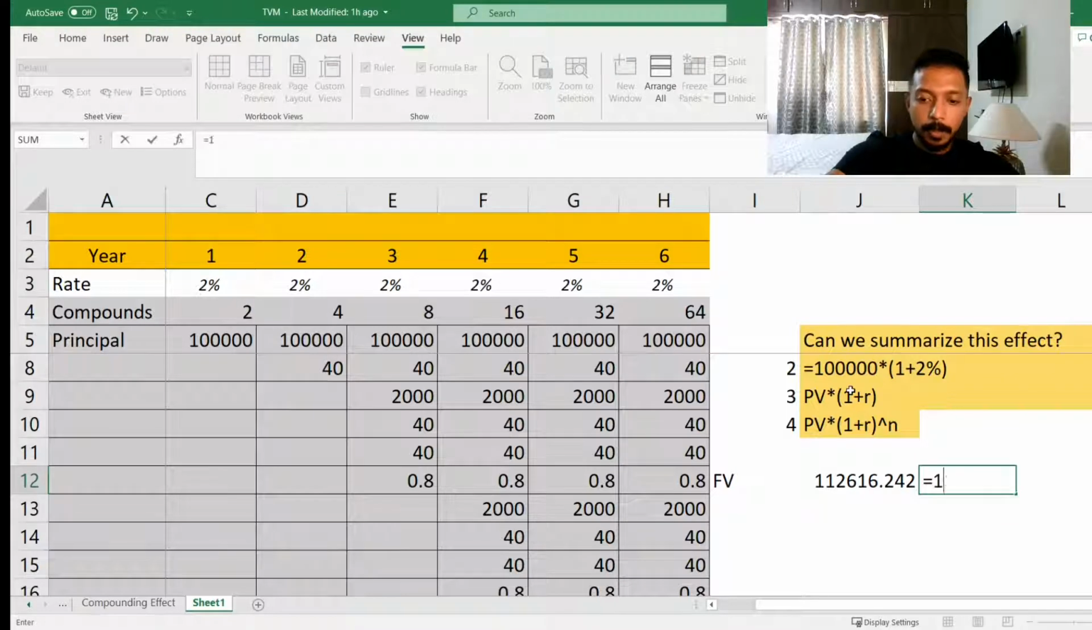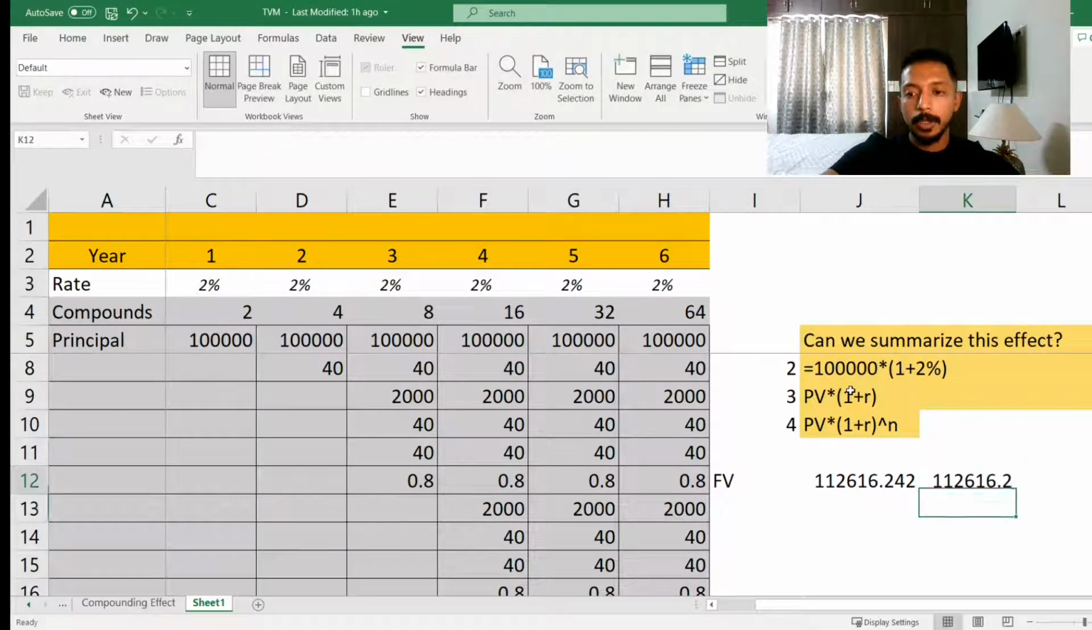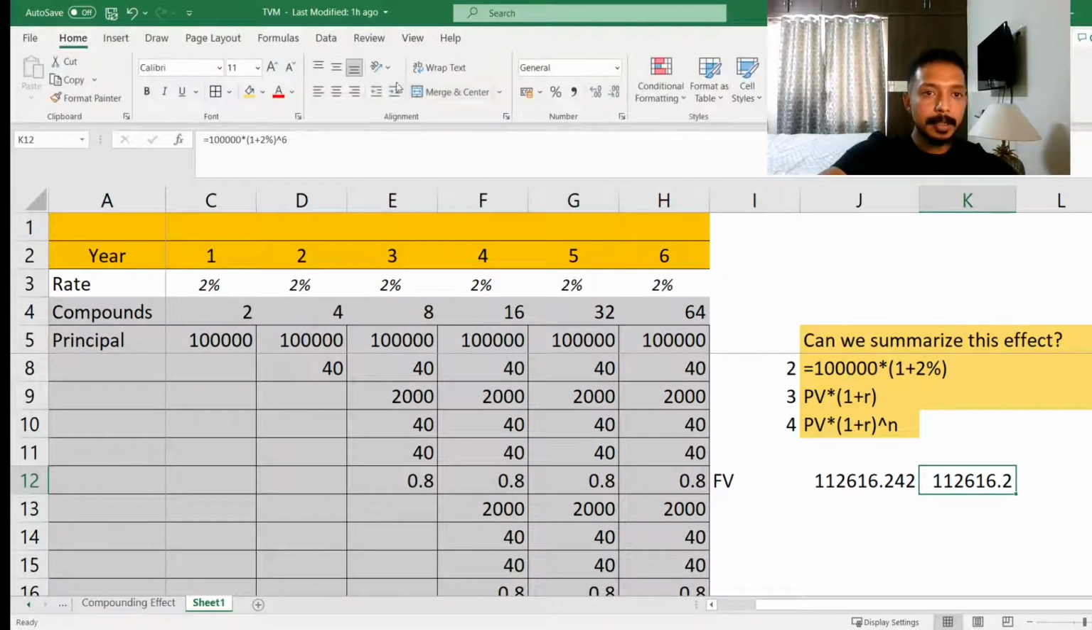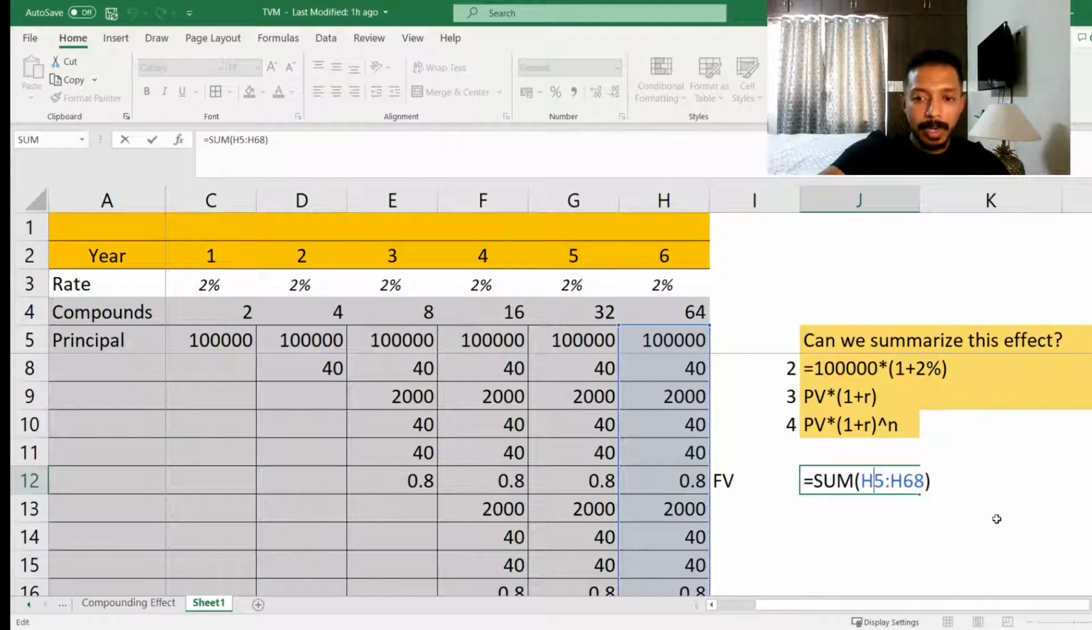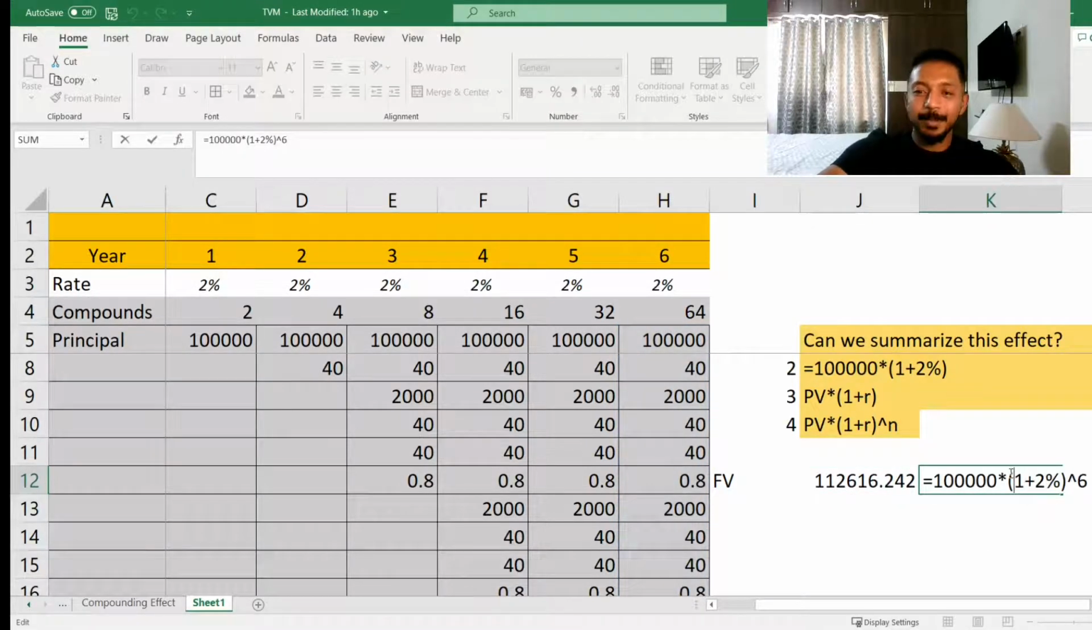The answer would have been, we started with 1 lakh into 1 plus 2%, the rate, raised to, how many times did it happen? 6 times. So that's the n, right? It will get the exact amount. In fact, it will be matching till the decimal places, right? So there you go. Same answer whether you do it manually or by simplifying it, right?